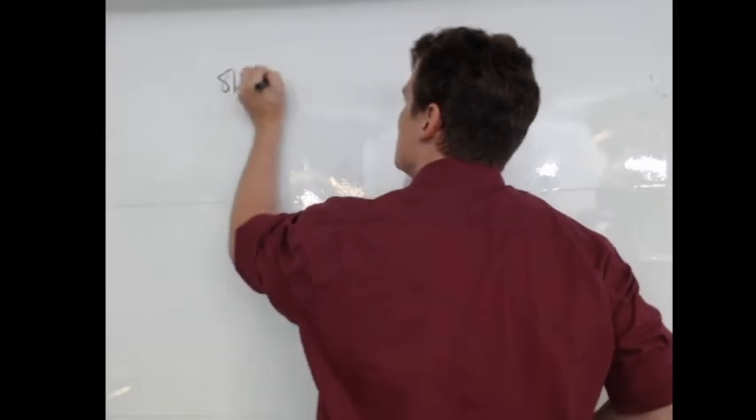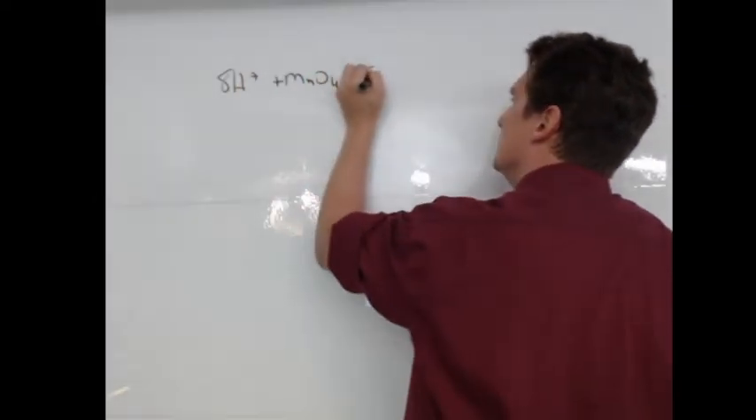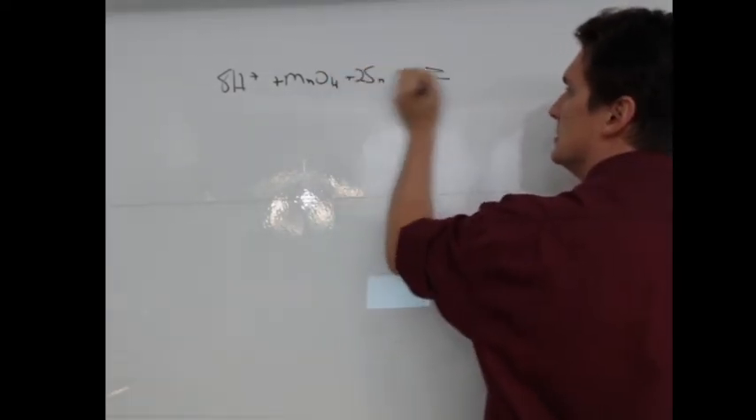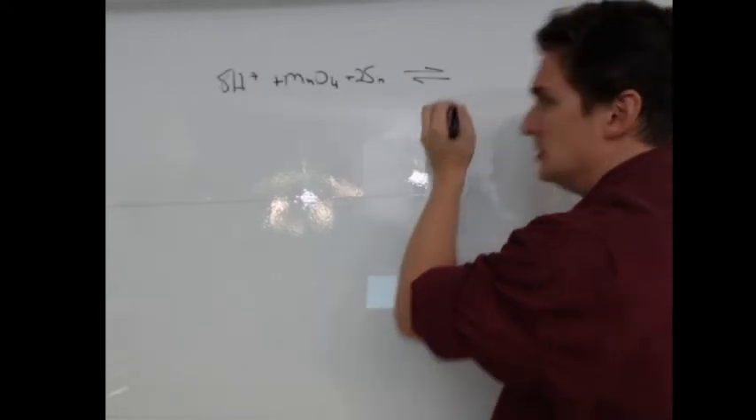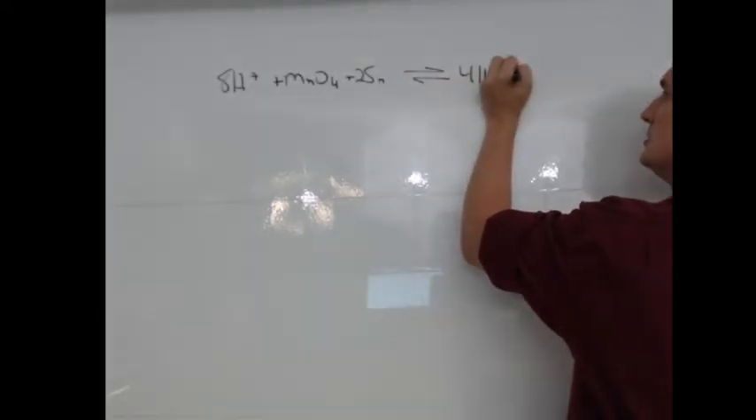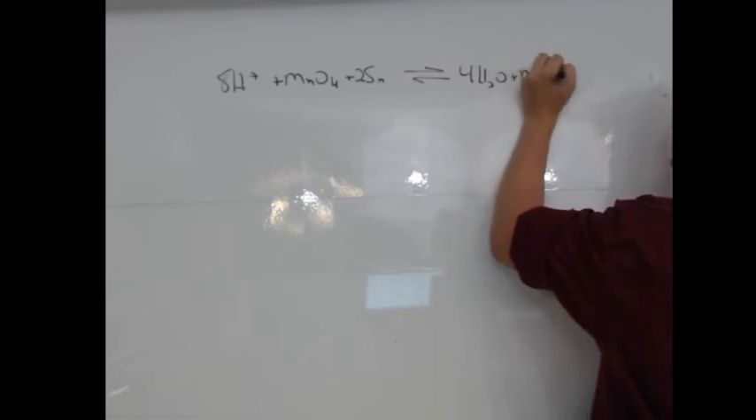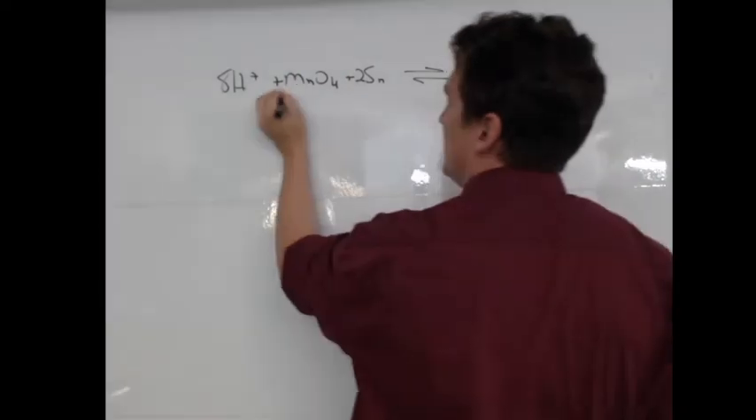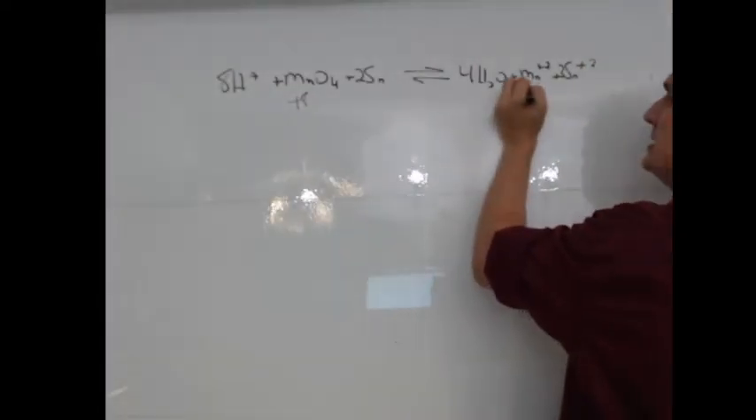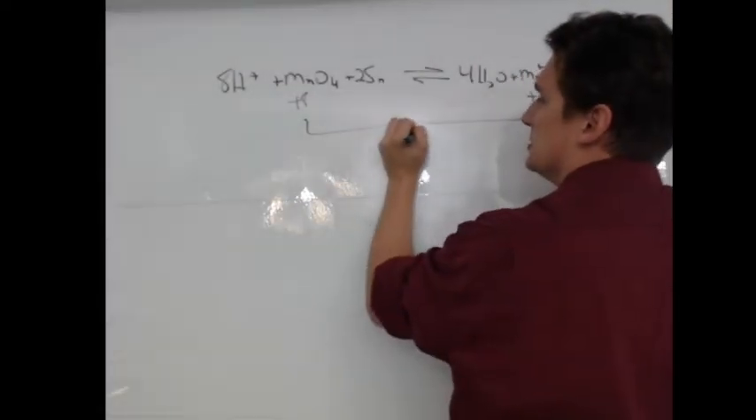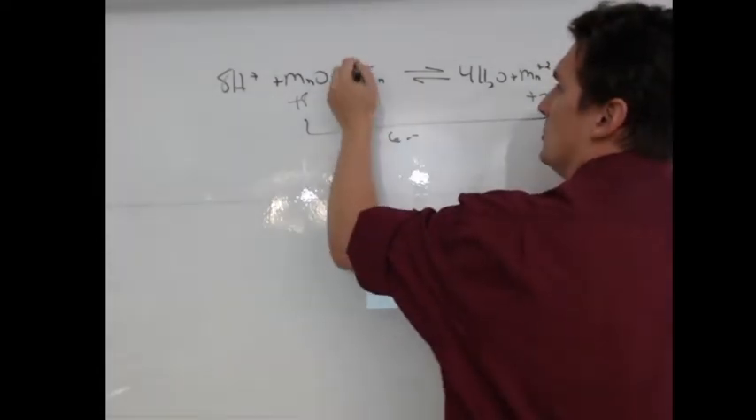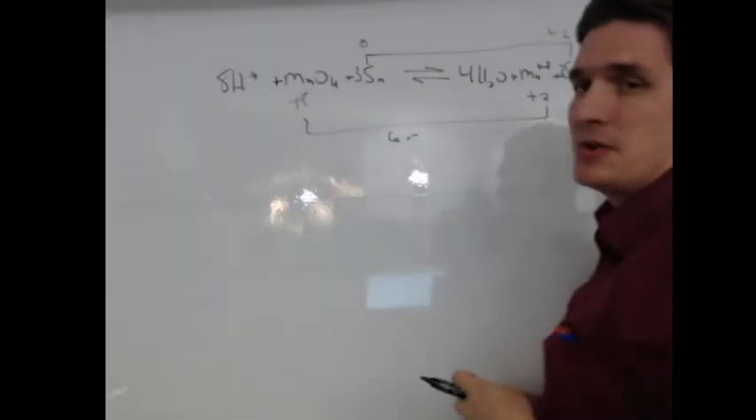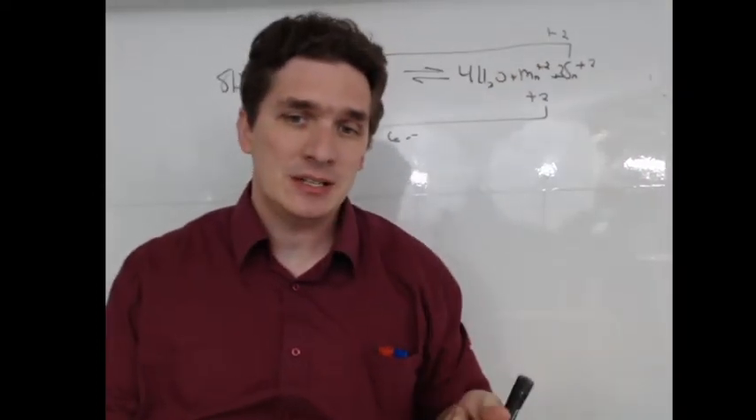So we have 8H plus, MnO4, and this should be Sn, not Sn plus 2, goes to 4H2O plus Mn plus 2 plus Sn plus 2. So here we have manganese in a +8 going to manganese in a +2. There's your 6 electrons. We also have Sn going from a 0 to a +2. There are 3 Sn atoms doing it, so that's 6 electrons total.